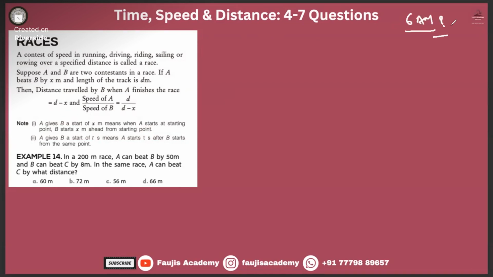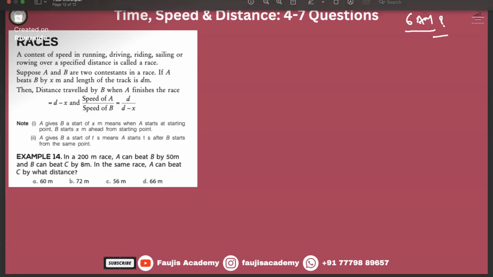Okay, sir. So a race is a contest of speed in running, driving, riding, sailing, rowing over a specified distance. Suppose A and B are two contestants in a race. If A beats B by X meters and the length of the track is D meters, then the distance traveled by B when A finishes the race is D minus X, and speed of A by speed of B is equal to D by D minus X.